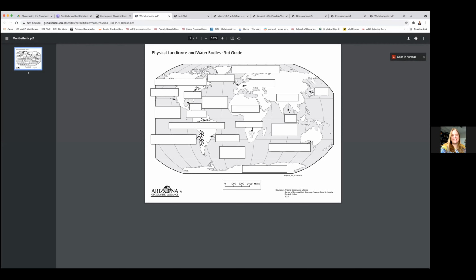Yes, print anything you like. Share anything you like. All of it is free for teachers. So if you want to use it in your classroom, please, please, please do so. Definitely, all of it is for you to use.